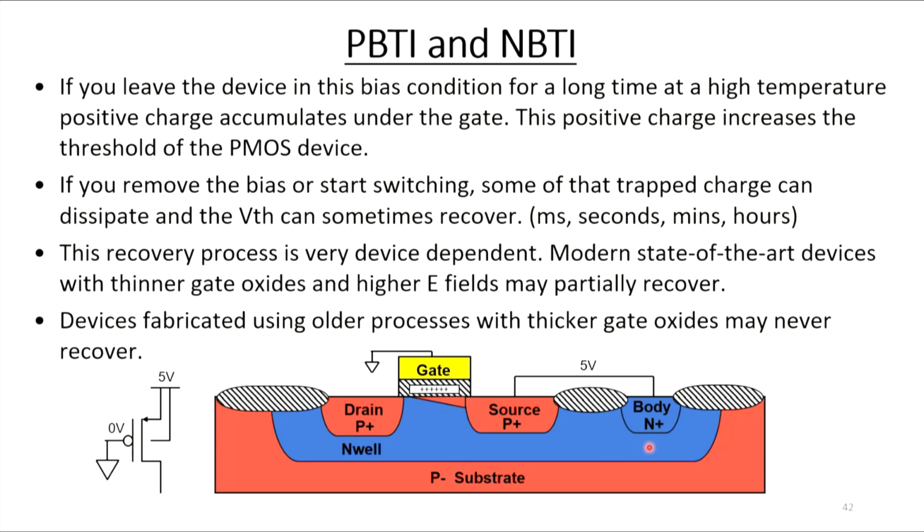Now, if you left that device sit there under that bias condition for a long time at high temperature, you might get some positive charge accumulating under the gate. And this positive charge can increase the threshold of the PMOS device. Now, if you remove the bias or you start to switch, some of that trapped charge can actually dissipate and the threshold can sometimes recover.